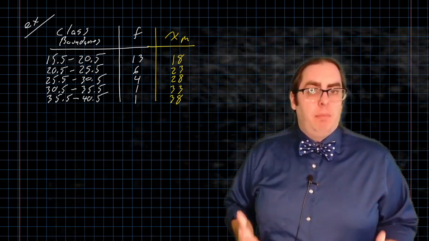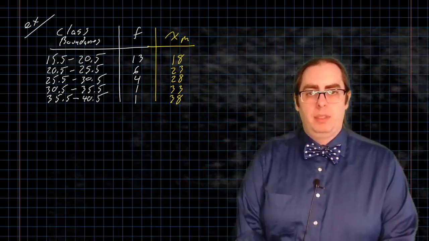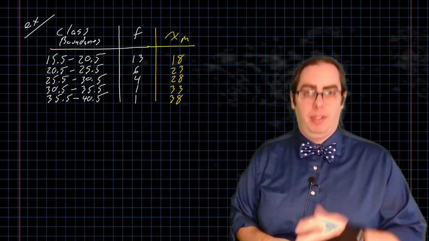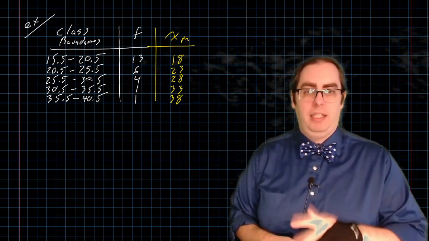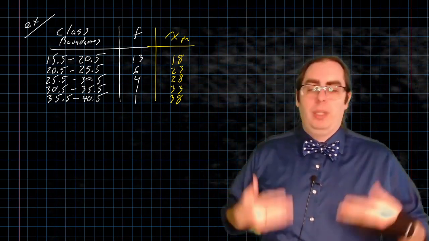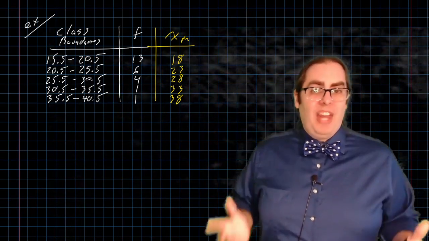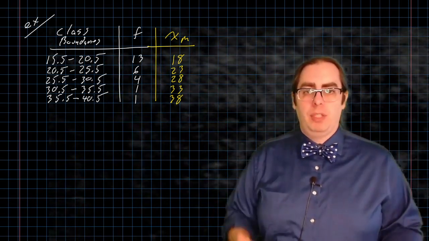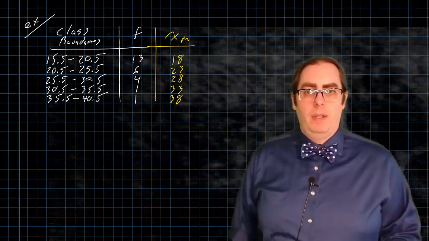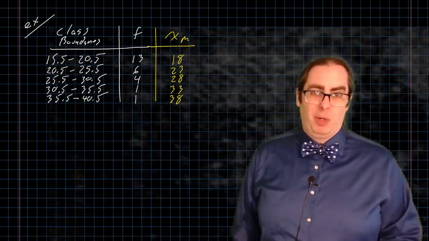I want to find the mean of this distribution, which means I want to add all those scores up. I could list them out and add 18 plus 18 plus 18, all 13 times, add all the 23s, add all the 28s, add 33, add 38. It's not that bad for this particular distribution because the total number of scores in the distribution is still relatively small. But I think you can imagine pretty readily that it's going to get a lot worse.